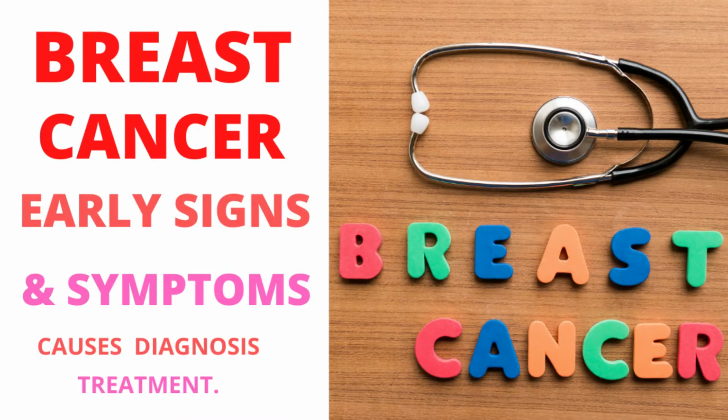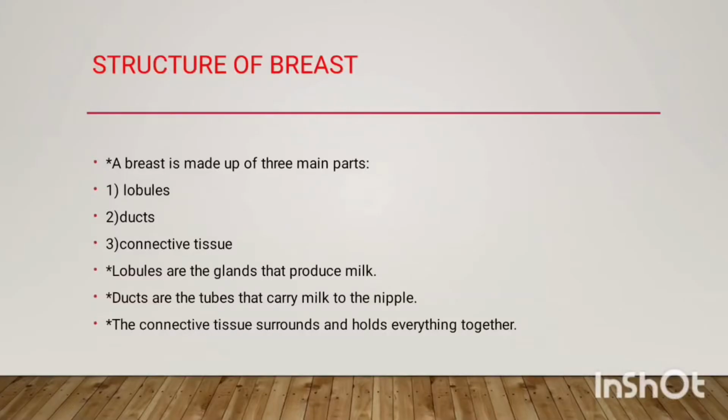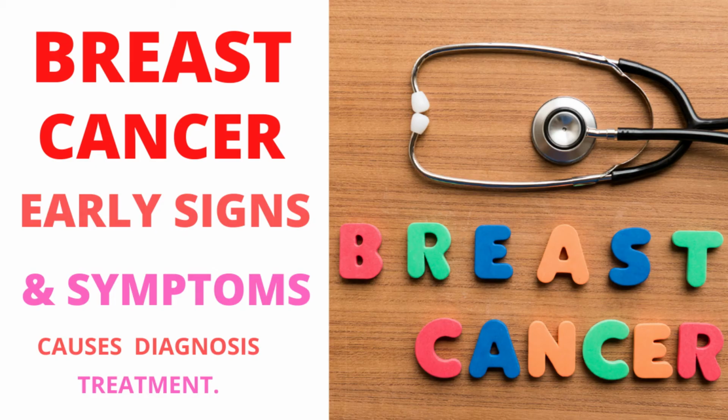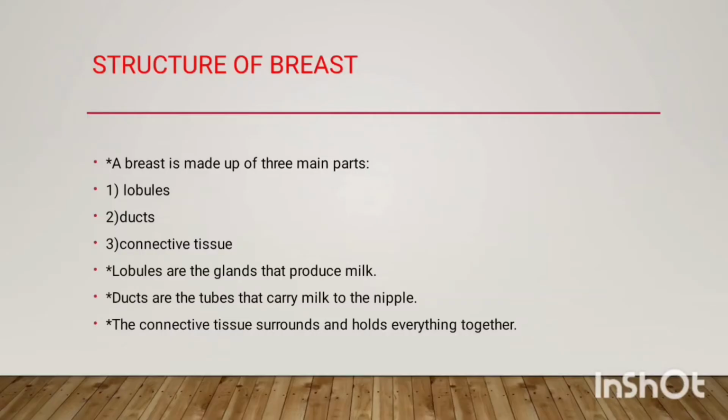Now we will see the structure of the breast. A breast is usually made up of three main parts. These are, first, lobules, second, ducts, and third, connective tissue. What are the main functions of these three parts? Lobules are the glands that produce milk in the breast. Ducts carry this milk to the nipple, and the connective tissue present in the structure of the breast surrounds and holds everything together.